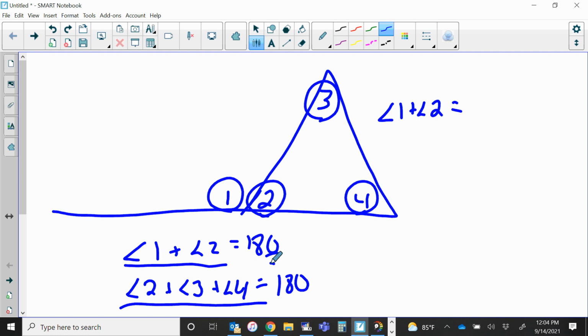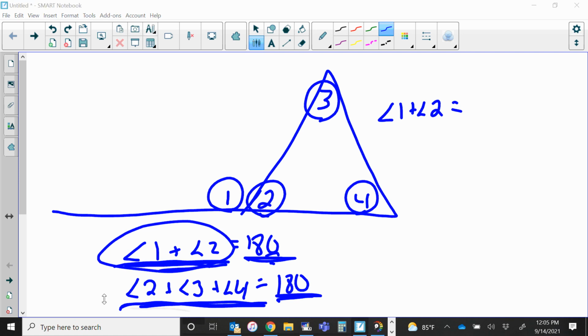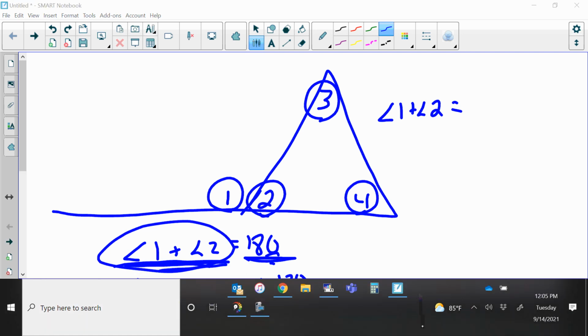Nope. Not 360. Look, this right here equals 180. This right here also equals 180. What does that mean about this and this? That they're the same.